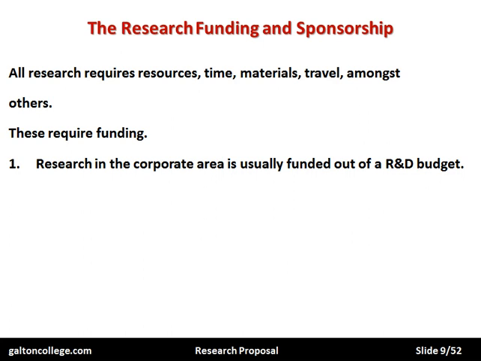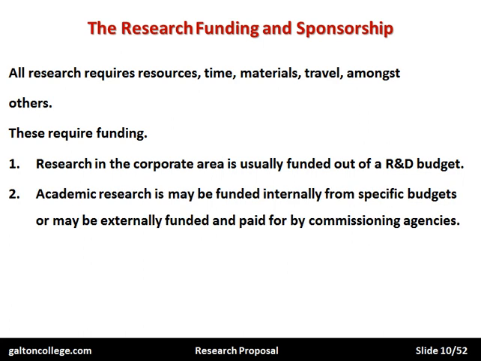Research in the corporate area is usually funded out of a research and development budget. Companies normally have set aside some resources in their budgeting process to cover research costs. Academic research, by contrast, is usually funded by some commissioning agencies, commissioned by the government or commissioned by local authorities, local governments, or commissioned by the universities themselves or by colleges. So academic research is normally funded out of more public money.